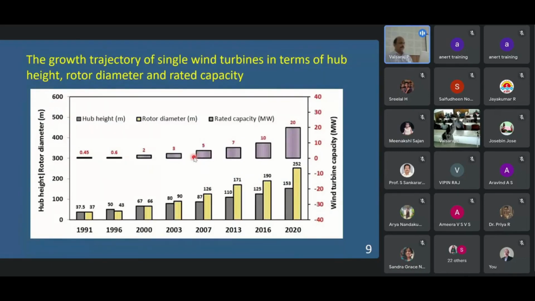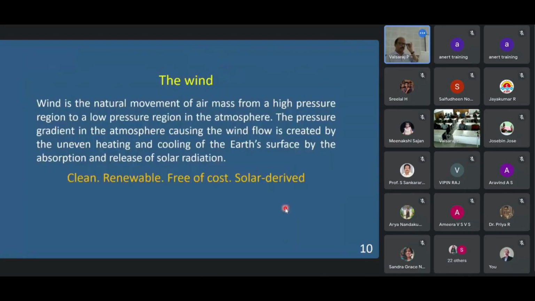Now I told you about the hub height. Over the years, wind generators are coming with increased hub heights and enhanced capacities. For example, in 2020, commercially available wind turbine, the highest one was 153 meters in hub height. So 153 meters high, we have to measure the wind speeds at that level. So in the coming years, it will again increase.